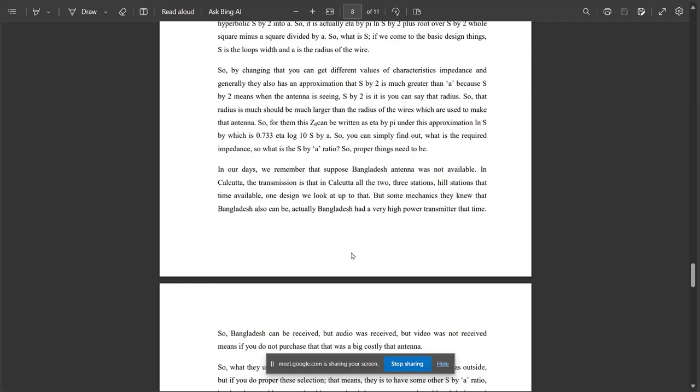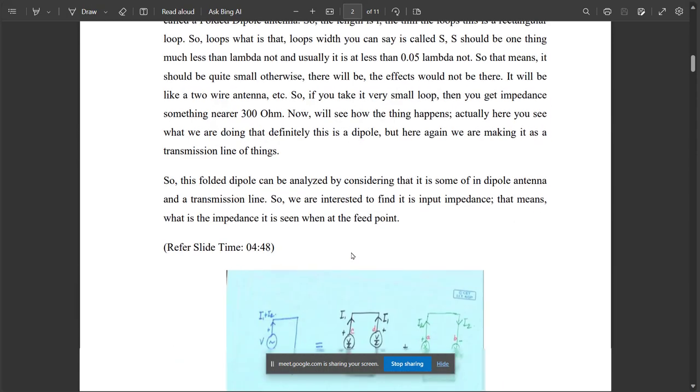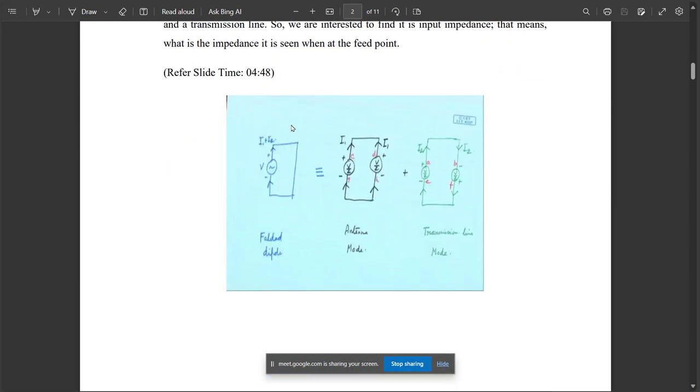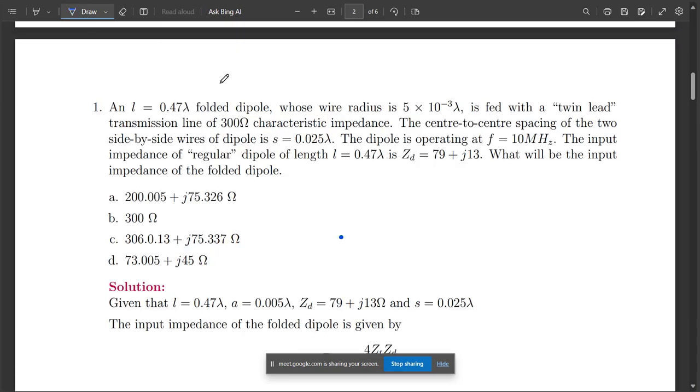Sir would have discussed folded dipole with you, right? Something like this. So this is a folded dipole. A folded dipole can be bifurcated into two modes: one is antenna mode and another is transmission line mode. So here it is written that a folded dipole of length L equal to 0.47 lambda, whose wire radius is 5 into 10 to the power minus 3 lambda, is fed with a twin lead transmission line of 300 ohm characteristic impedance.